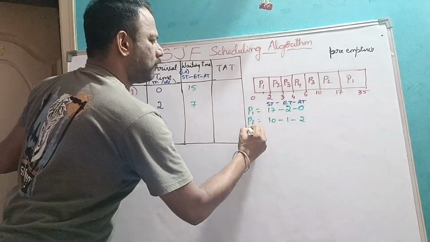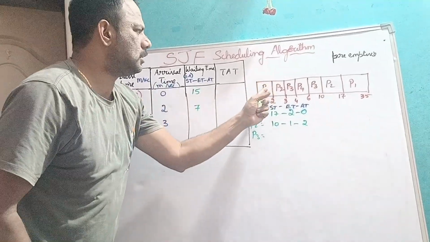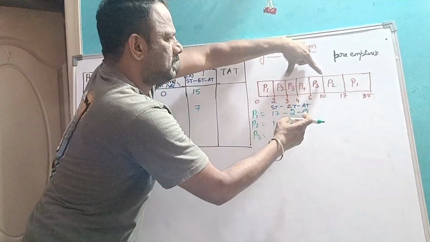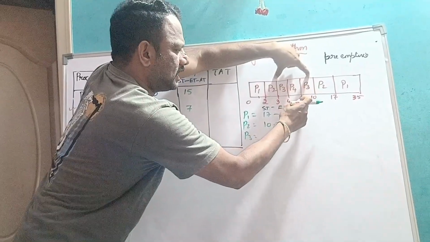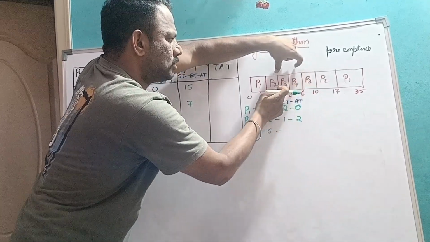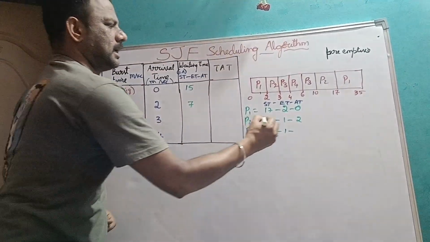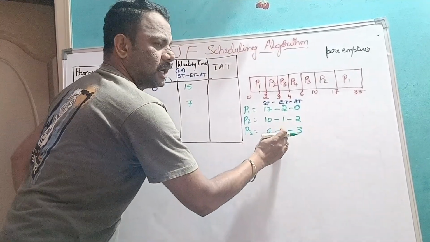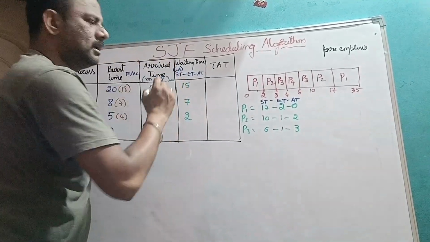Similarly, check for P3. How many times is P3 there? P3 is there 2 times, so this is the last occurrence. The last occurrence starting time is 6. So 6 minus its execution, which is 1 millisecond, and it arrived at 3 milliseconds. So 6 minus 1 is 5, 5 minus 3 is 2. So 2 milliseconds it waited.